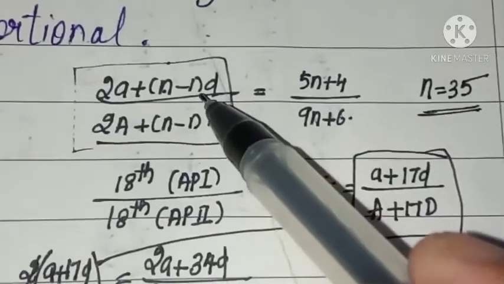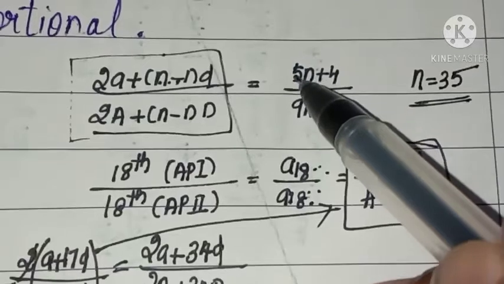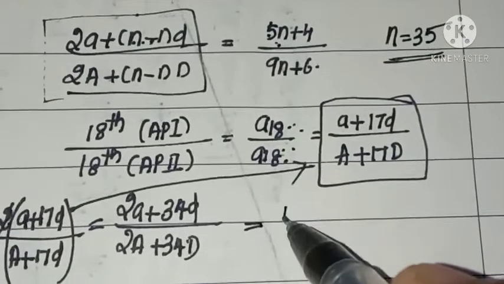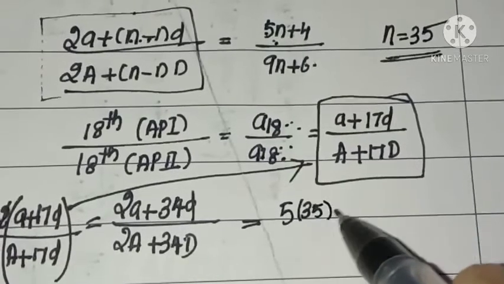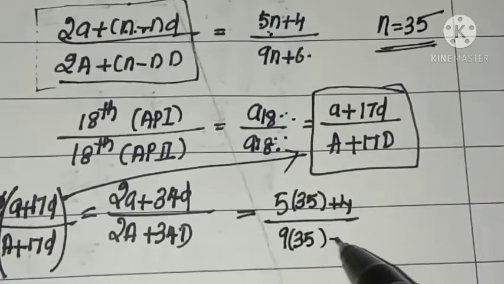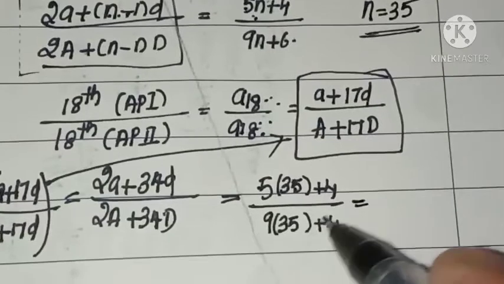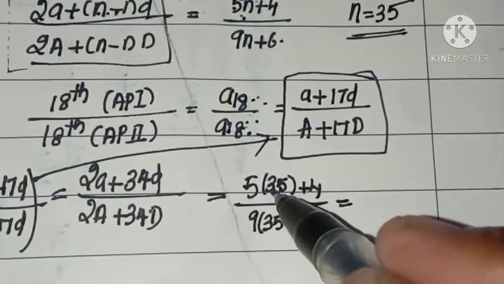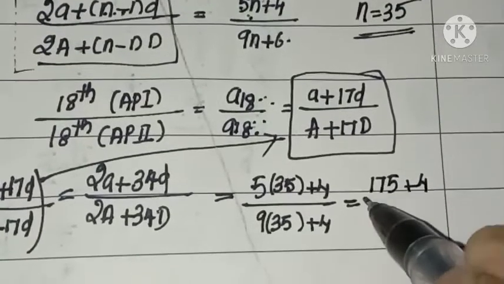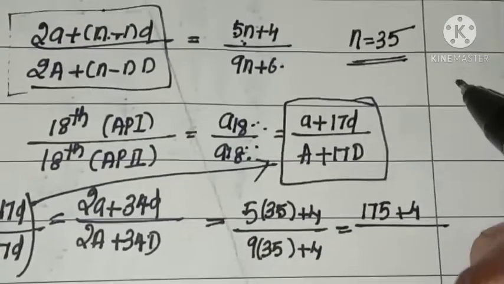So if we put n equal to 35, similarly we need to put n equal to 35 here also. So this is equal to 5 into 35 plus 4 divided by 9 into 35 plus 4. 5 into 35 is 175 plus 4 divided by 9 into 35.